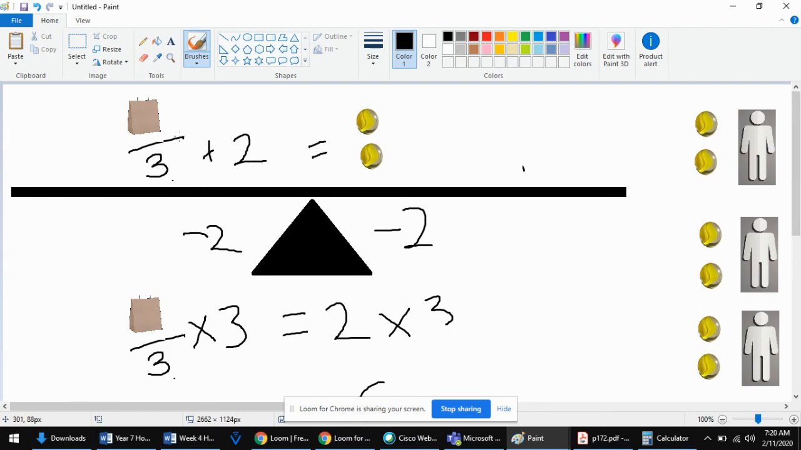Let's go back up. We can double check that. 6 divided by 3 equals 2. 2 plus 2 equals 4. And that's what we started with.